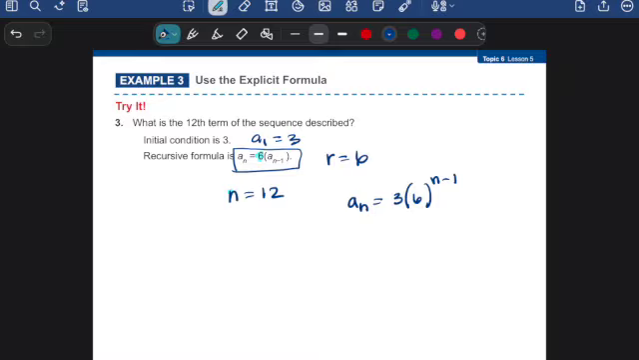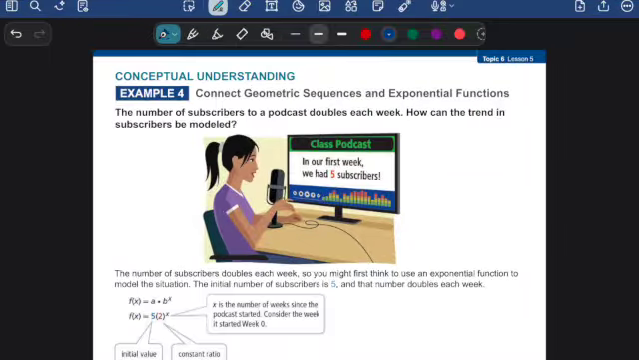So now let's evaluate a of 12. 3 times 6 to the, what's 12 minus 1? 11. And if we type that into our calculator, make sure you put 6 in parentheses, and then you do caret 11 on your calculator. We would get this big number, 1,088,391,168.